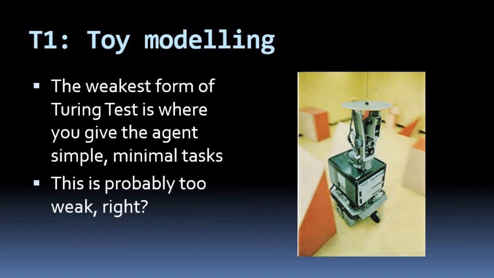Toy modeling, so the weakest form of the Turing test is where you give the agent simple, minimal tasks and see if they can do those simple, minimal tasks. So this is shaky. This is classic shaky stuff, right? So shaky, we're just saying, go to this location. Shaky goes to that location. It's probably not enough, right? Probably too weak of a Turing test to be the robust one that we want, yeah? Okay. All right, so too weak, we need to go a little bit stronger.